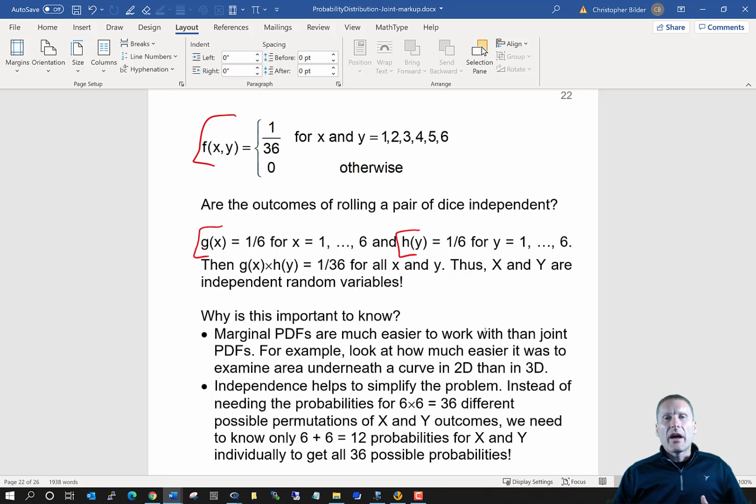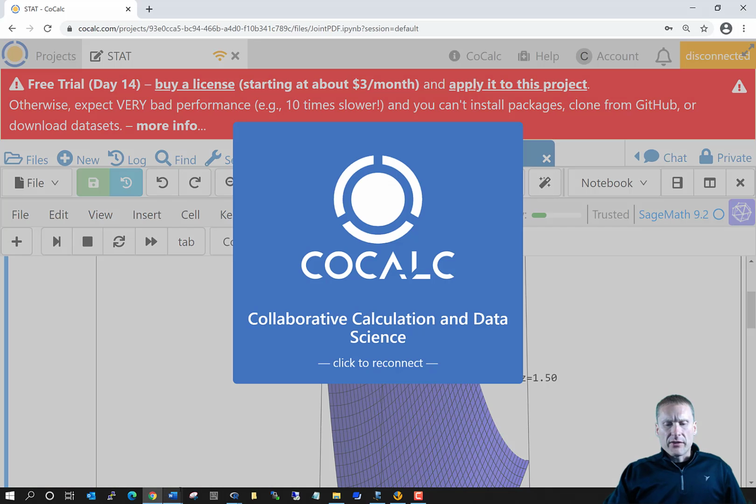But let's also take some time about why it is useful to know independence. Well, as we saw before, this is just in general, not necessarily with this example.